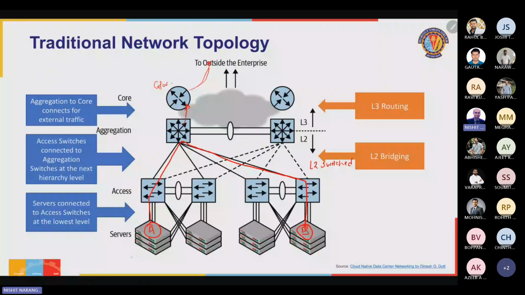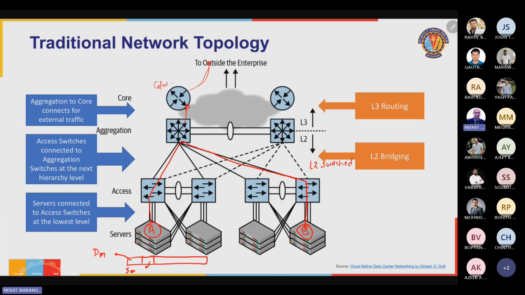What will A do? It will create a layer 2 frame, a layer 2 packet with a destination MAC address DM and a source MAC address SM. So SM is the MAC address of A, DM is the MAC address of B, and then the remaining fields in the layer 2 frame.